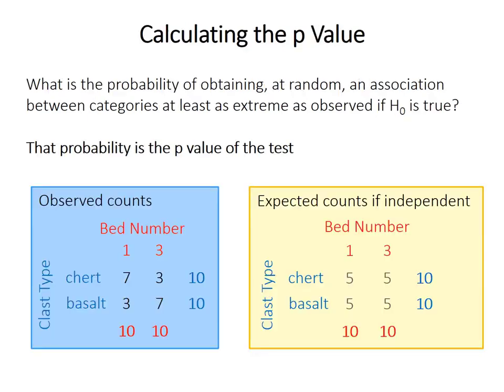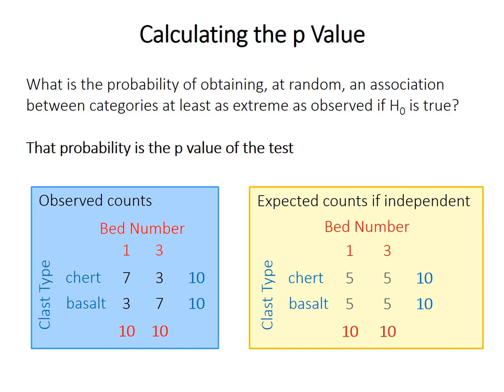So Fisher's exact test is, as the name indicates, an exact test. So the p-value is calculated as the probability of obtaining an association between the categories at least as extreme as observed if the null hypothesis is true. Right, so the null hypothesis is of no association. You could also say it's that the counts are independent of the sample in which they come from. If that's the case, you would expect the counts to be equal in the two samples, right? If the abundance of chert or basalt is independent of the bed in which it occurs, it has to be the same in both of them.